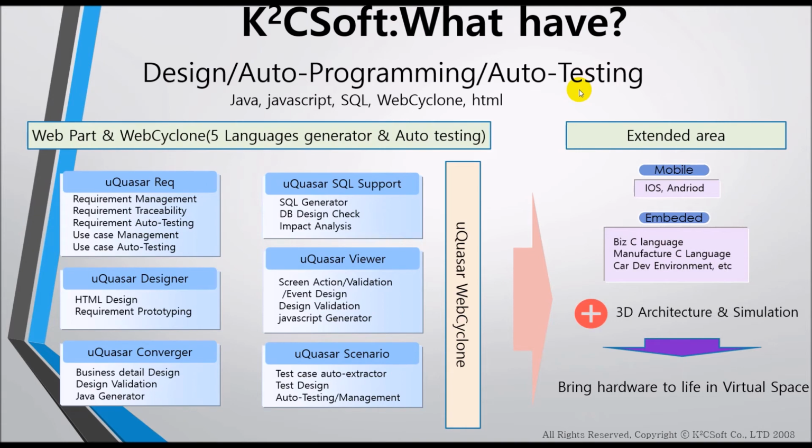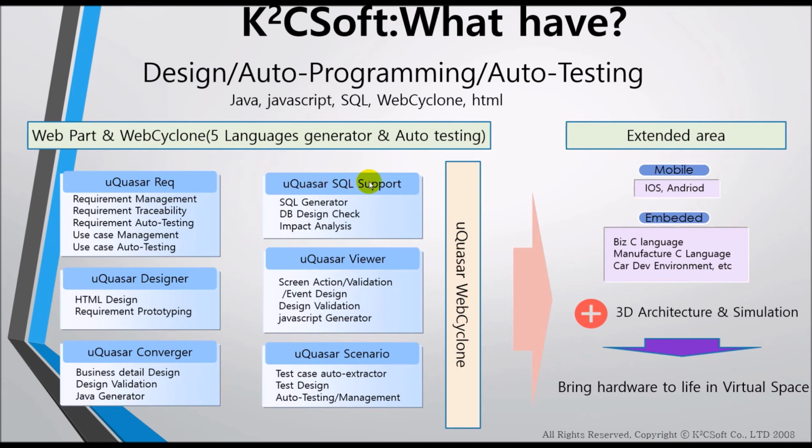k2csoft has technologies and solutions for automatic generation of Java, JavaScript, SQL, HTML, and web cyclone languages, and also has technologies and solutions for test automation. k2csoft is a solution that supports management and test automation for requirements, and management and test automation for use cases. k2csoft Designer is a solution that supports HTML design and generation, and requirements prototyping. k2csoft Composer supports business process design, detailed design, and verification, and generates Java source.